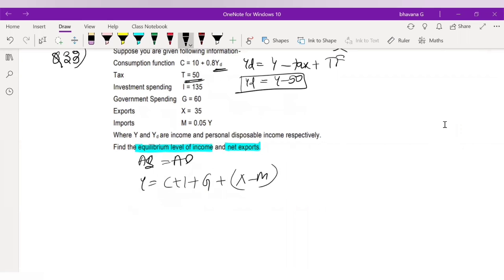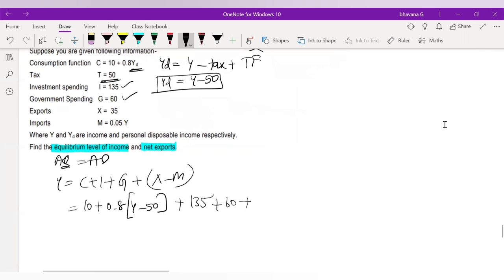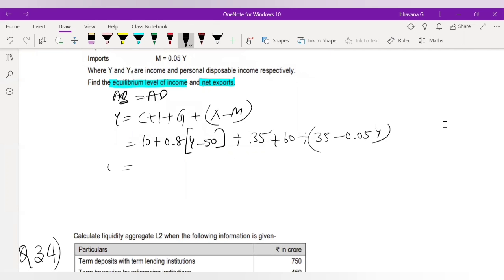So when you write your consumption function, you can write it as 10 plus 0.8. Instead of YD, you can write Y minus 50, plus investment is 135 here, plus government spending is 60, plus exports minus imports. Exports is 35, imports is 0.05Y. So if you solve this, you will get your Y. Your Y will be nothing but 800. So 800 is your equilibrium level of income.